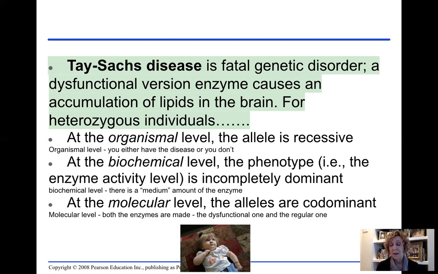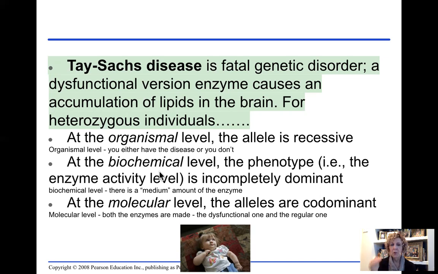But at the organismal level, a heterozygous individual has one copy of each. The allele is recessive, because a heterozygous individual for this particular disease would be healthy. They would not have the disease at the organismal level. Either you have Tay-Sachs or you don't. At the biochemical level, the phenotype is incomplete dominance.